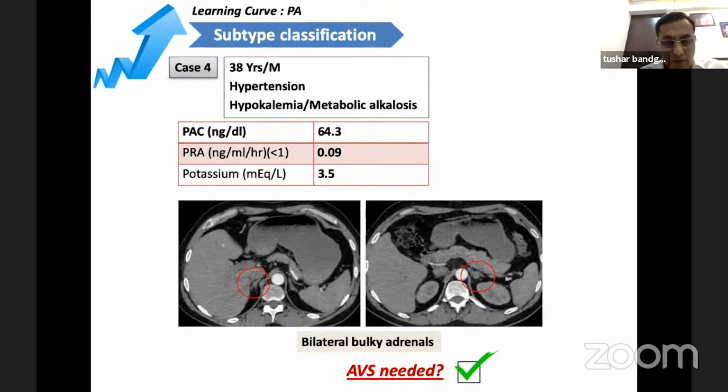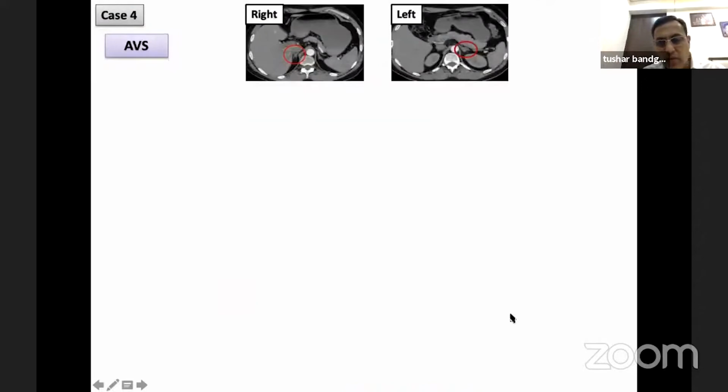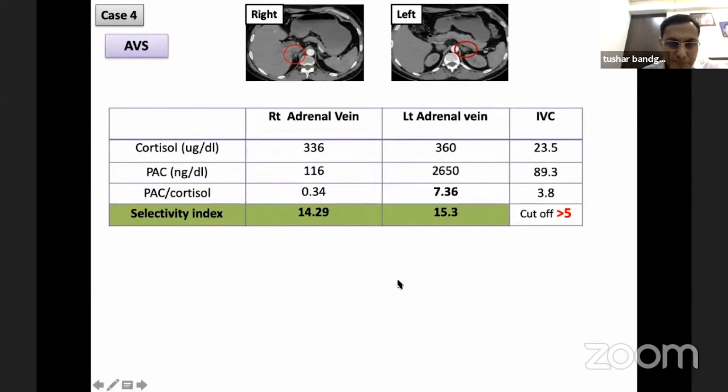There are a few learnings from different patients. This patient tells us something. This is a 38-year-old male who has hypertension and hypokalemia, biochemically proven to have primary aldosteronism. The CT scan shows bilateral bulky adrenals, but you can see that the right is not that bulky and the left one is bigger. You don't know which side to operate. That's where AVS is really required, to see whether this small nodule sitting there is the culprit or not, and whether the left one or the right one is completely normal. So we do adrenal venous sampling, look at this data.